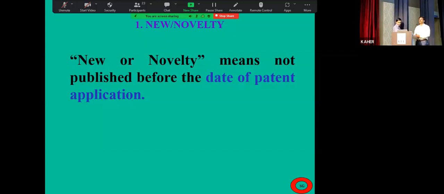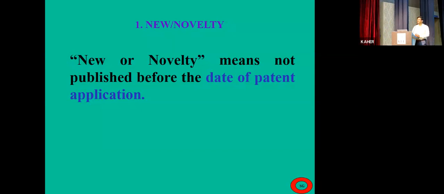With these three only you can get a patent. So what is new? A new product or process. What is this new? New, or sometimes we call novelty, means not published before the date of that patent application.